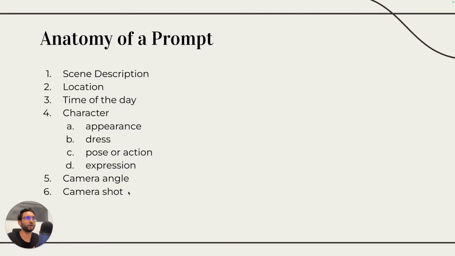Versus a camera shot, an example of that would be a close-up, a wide angle shot, or a long shot. You can think of this as how close to the subject your camera is, right? So I'm going to show you a few examples of how to change the camera angle and the camera shot to get various compositions.